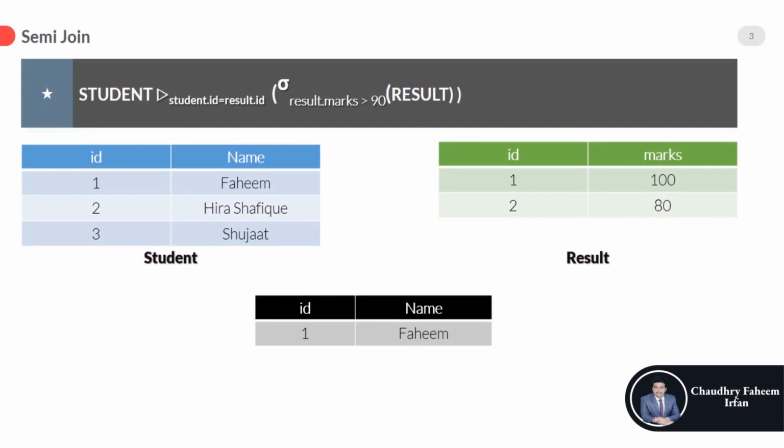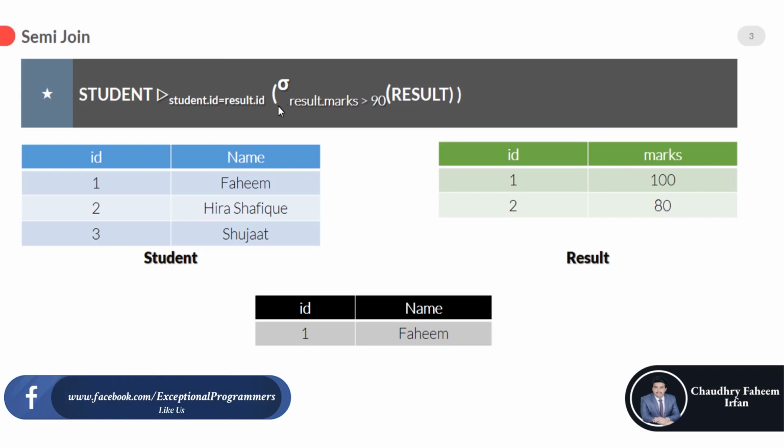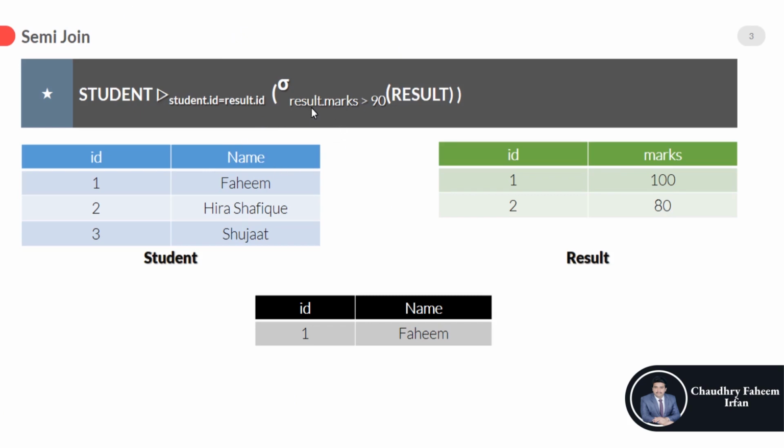Here is an example of the semi-join operation. Student is the table name and the arrowhead is the symbol for semi-join. We are going to select where student.id is equal to result.id, and by using the selection operation we can select result.marks where result.marks is greater than 90. Here is the example. We are going to select only student table attributes who have more than 90 marks. So in the result table, which is the black table of this relational algebra result, only one student is selected with greater than 90 marks, and that is Fahim.